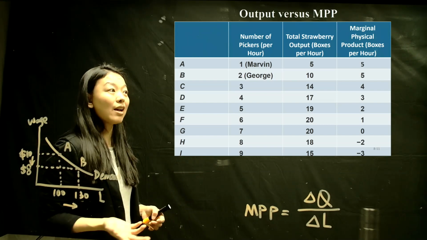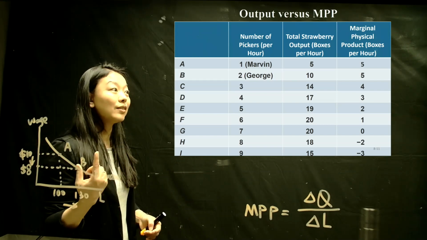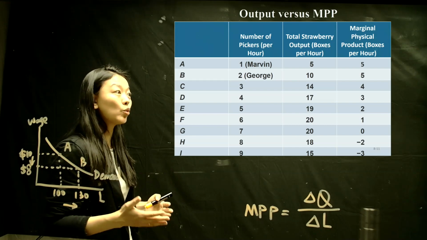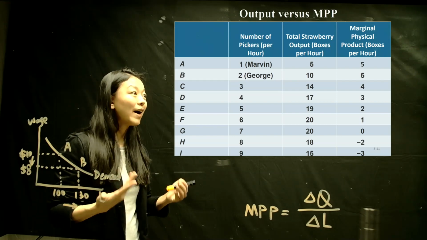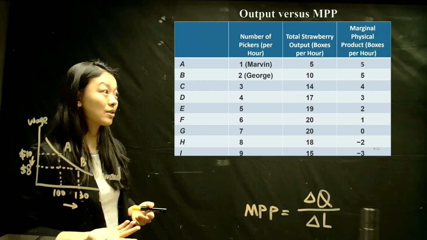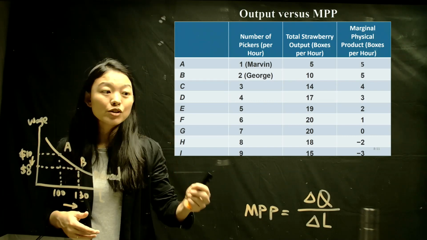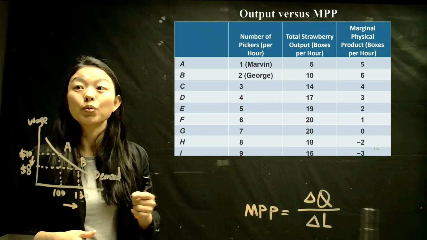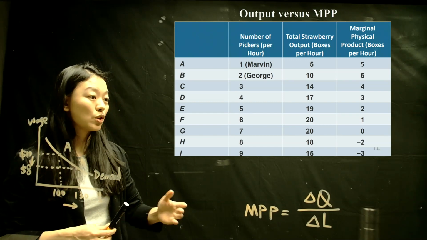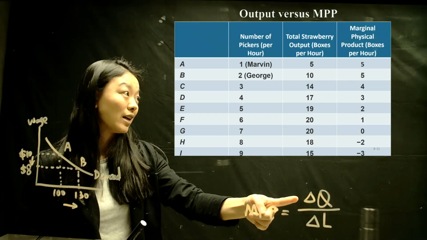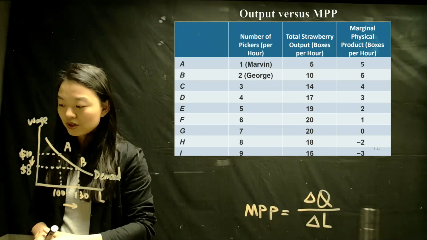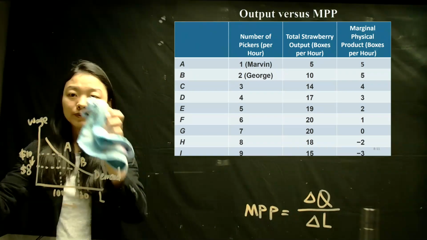You can see if we only have one worker, then the total output for this worker will be 5 boxes. So the marginal physical product for the first worker would just use the change in output, 5, divided by the change in labor. So here I can show you.